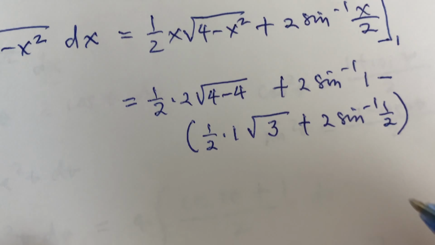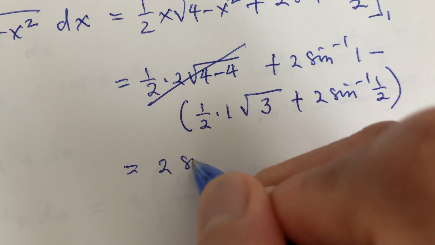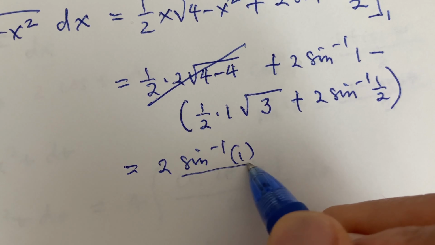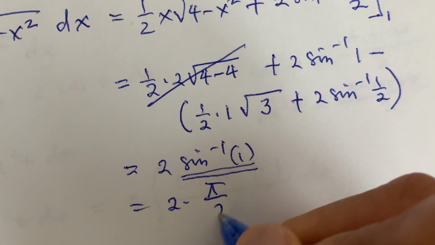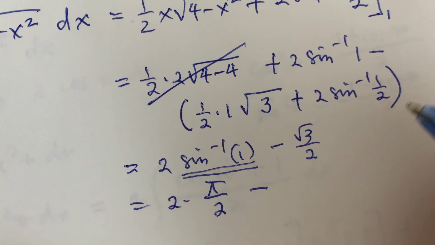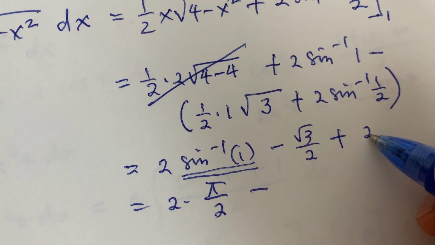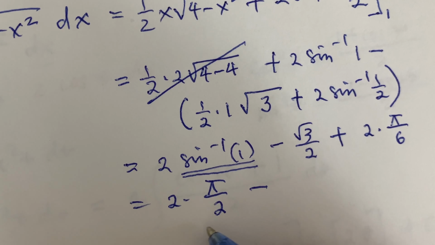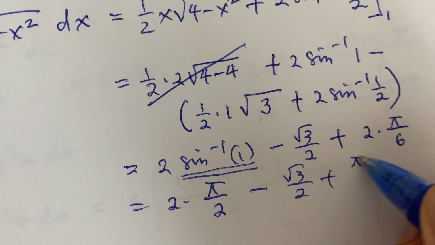So simplifying our values, the first term is going to be 0. 2 arc sine of 1 is actually equal to pi over 2, so this expression must be written as pi over 2. Minus, this will become the square root of 3 over 2, plus 2 times arc sine of 1 half, which is pi over 6. And so our answer will be 2 times pi over 2 minus root 3 over 2 plus pi over 3.